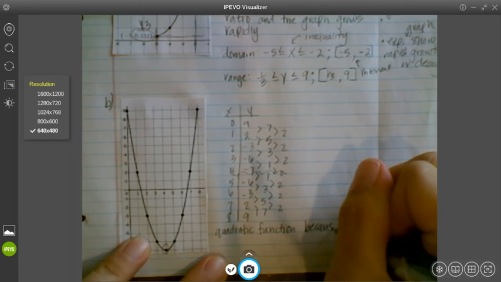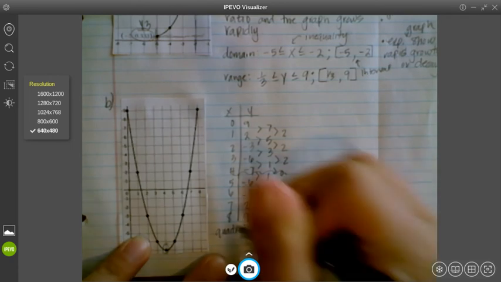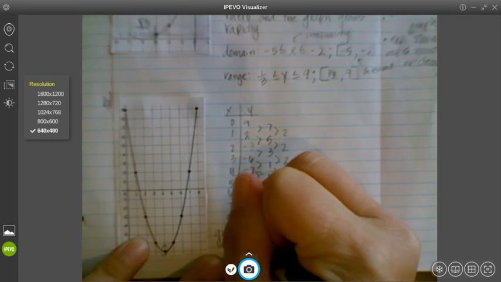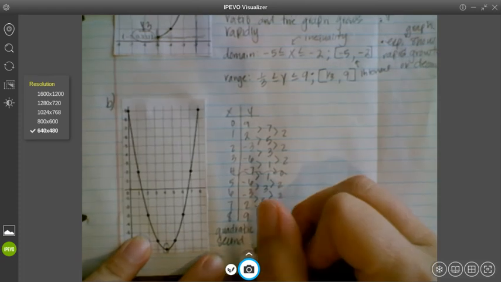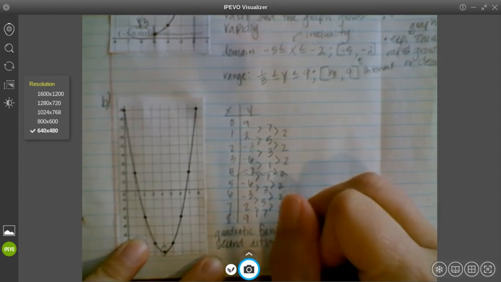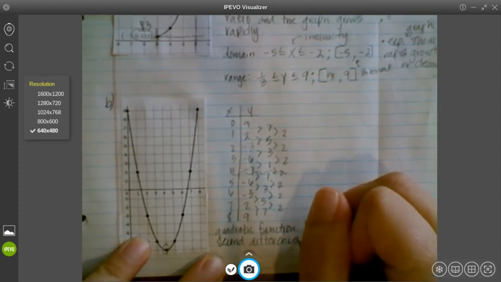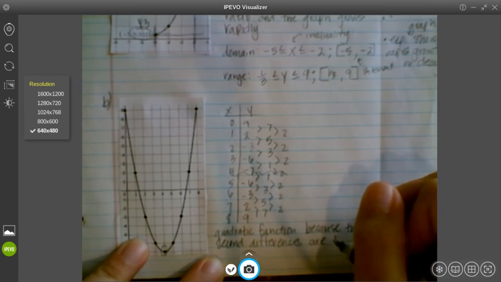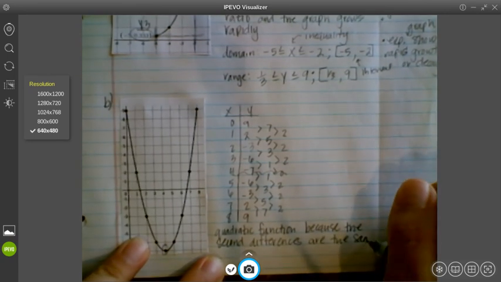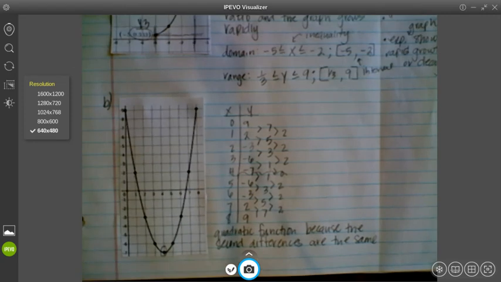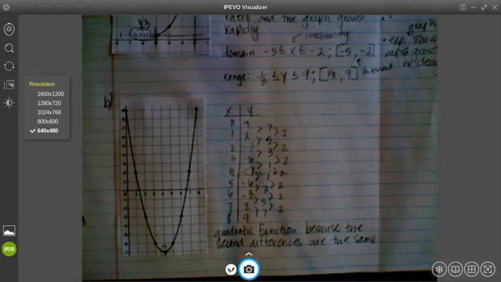Because the second differences are the same. Now remember in the directions for these questions, I want you guys giving 2 different reasons as to why you chose the function that you chose.